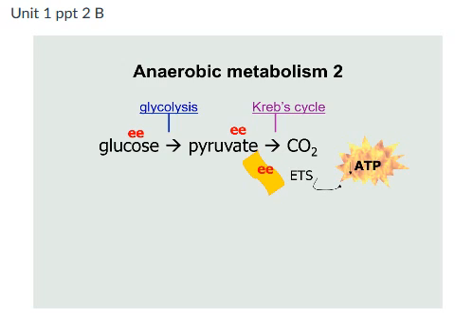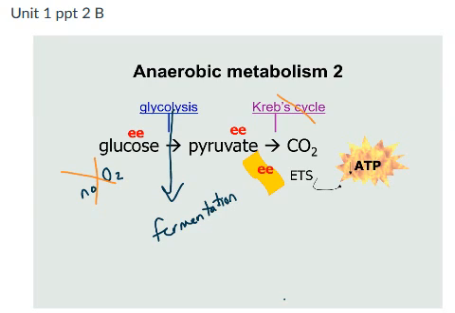So again, you go from anaerobic to fermentation. Why? Because there's no oxygen, which means there's no Krebs cycle and there's no electron transport chain. Glycolysis yields 2 ATP and fermentation yields 2 ATP, and anaerobic respiration has a total yield of 4 ATP.